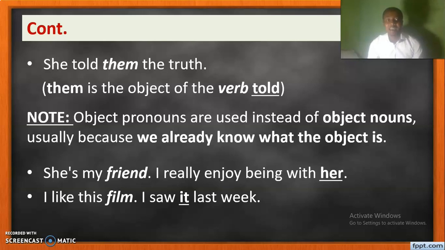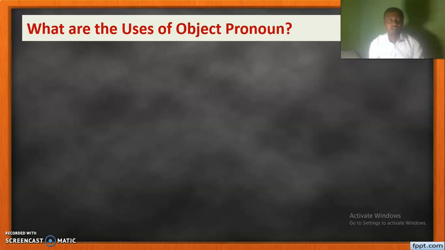The same applies here. I like this film. I saw it last week. I like this film. I saw this film last week. It's awkward, isn't it? It's a little bit boring. So we replace it with the right object pronoun, it, in this sentence. So this is how we can make a distinction.